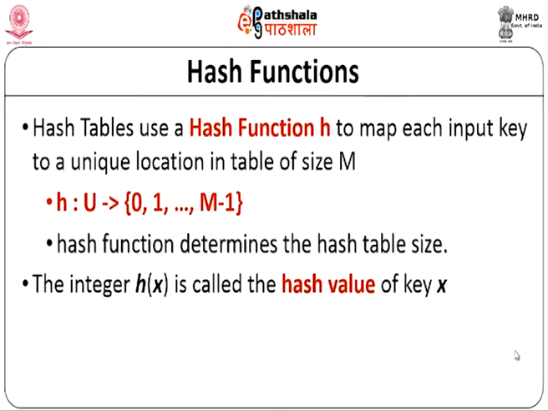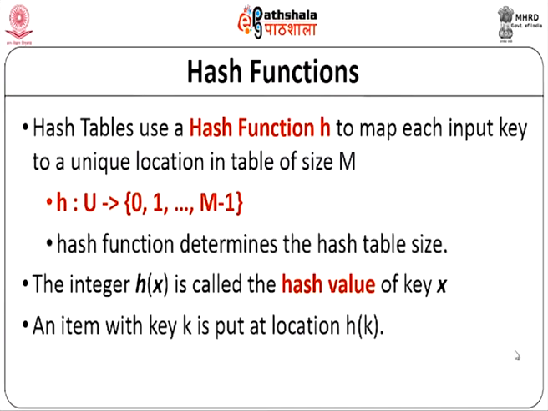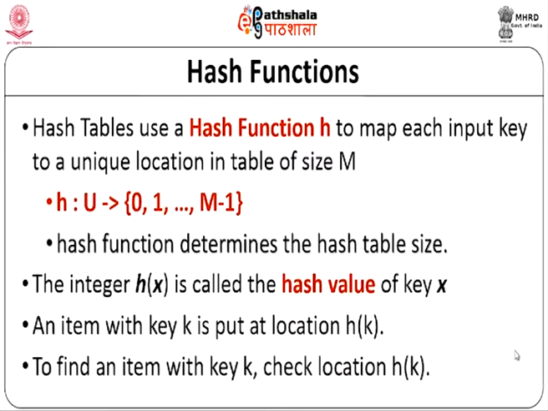So, you have a key k or x, and the hash function h that you use for mapping from the universal key set to a location in the hash table, that h of x is called the hash value of key x. An item with key k will be put in that particular slot h of k in the table. To find an item with key k, you first check the location h of k.